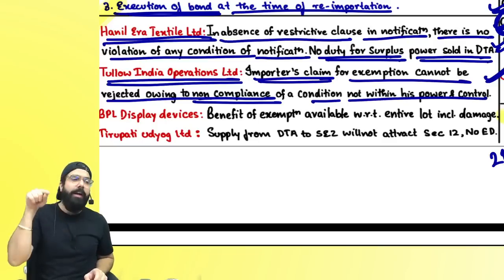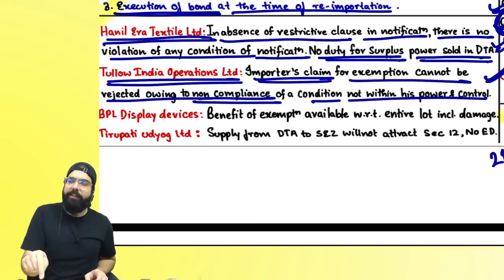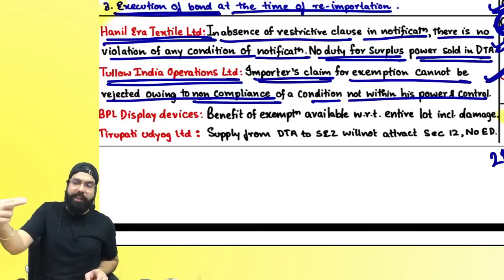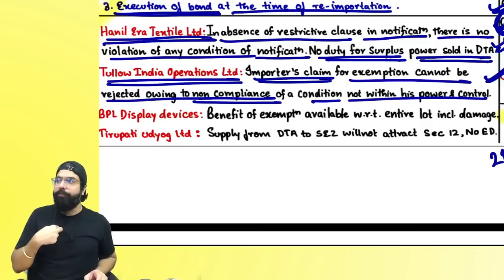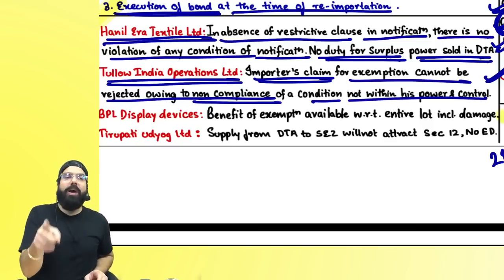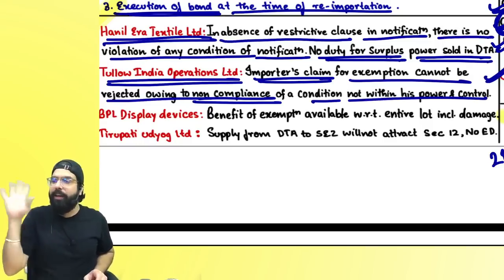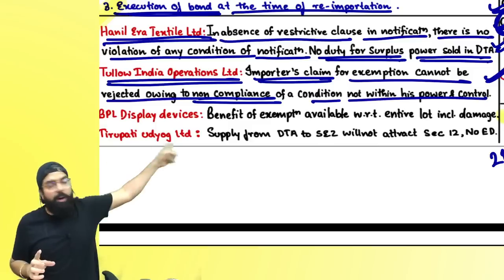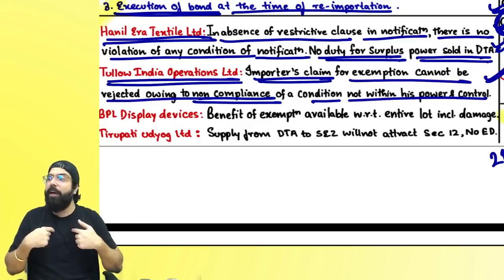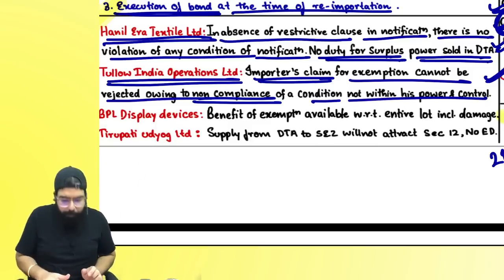Now Tullow India went to the court, and the court told that it was not the mistake of Tullow India. They have fulfilled all the conditions, and the condition which is not in their power and control, because of that you can't deny the exemption benefit. It was a mistake of the public functionary and not the taxpayer, or basically the importer over here.